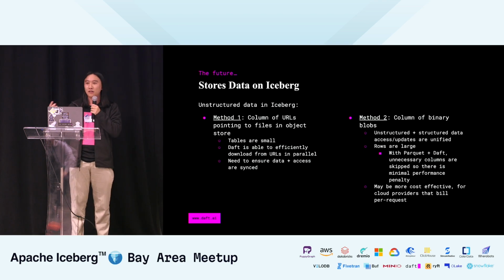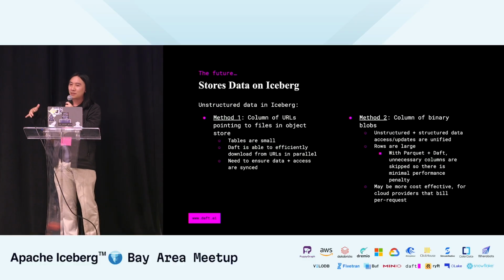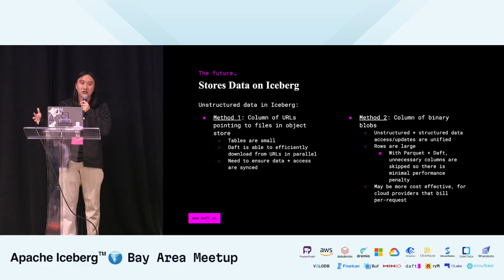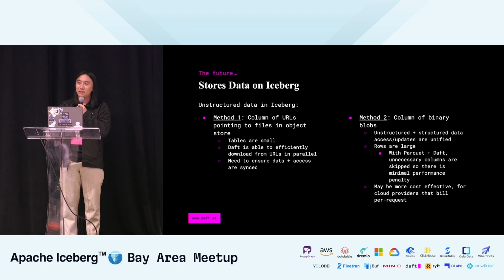Parquet is built for tabular data, and so these URLs are very good for that. Iceberg and most engines are able to deal with that very well. Daft is also able to efficiently download these URLs in parallel. So there's no performance issue with having your AI data, your unstructured data, in a different location from your structured data, because Daft is able to do parallel URL downloads and get that data together very easily.